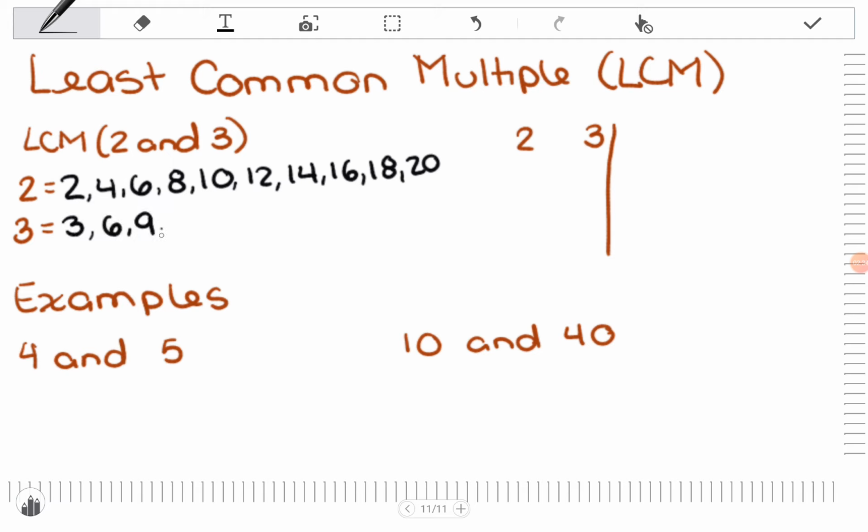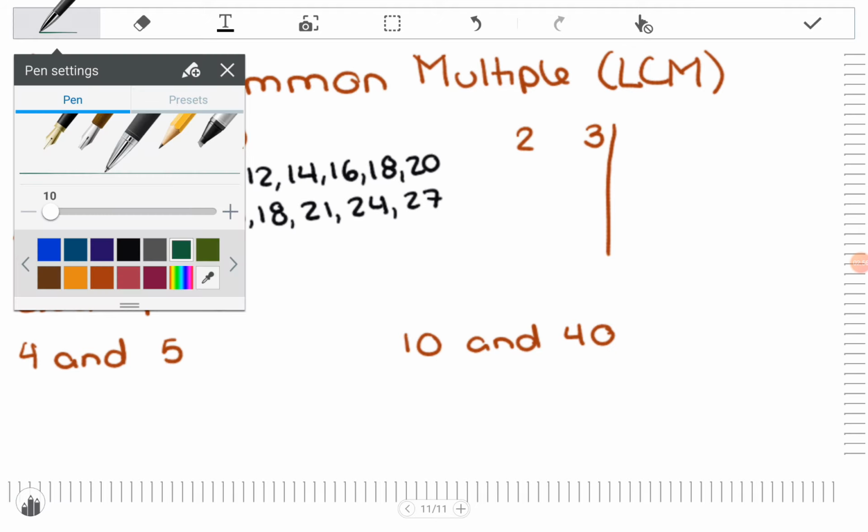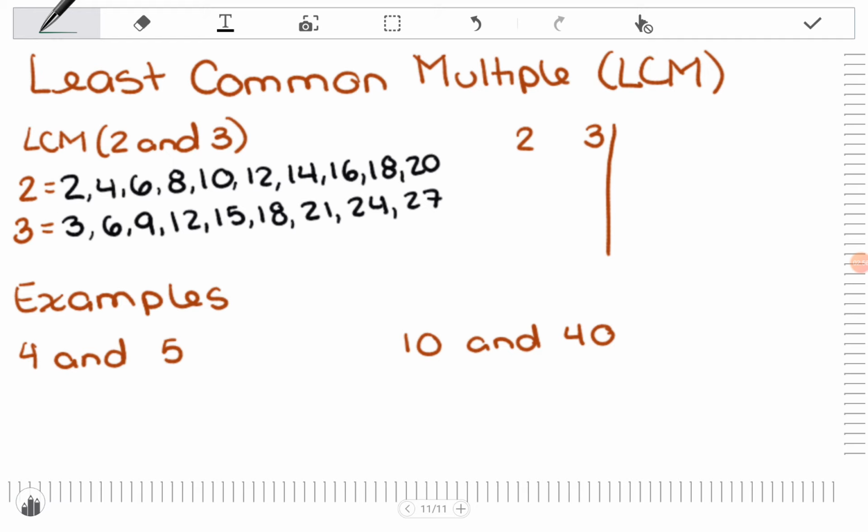6, 9, 12, 15, 18, 21, 24, 27. Okay, I'm going to stop right there. I'm just doing this to show you how it works, okay? So, right now, we already have the list of the first 10 multiples of number 2, and the first 9 multiples of number 3. It doesn't matter if you want to write more, it's okay. If you want to write less, it's okay.